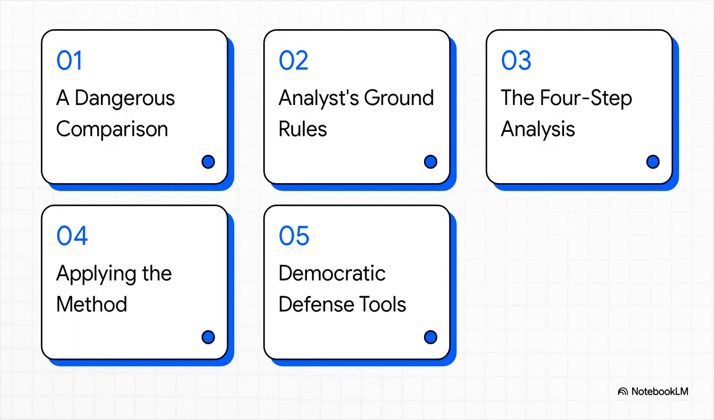All right, so here's our game plan for this explainer. First, we'll talk about a really common and dangerous mistake people make. From there, we'll lay down the essential ground rules for doing this kind of analysis right. Then comes the good stuff. I'll give you a simple 4-step method you can use on anything. We'll even apply it to a real-world example so you can see it in action. And to wrap it all up, we'll look at some tools you can use to defend our democratic conversations.